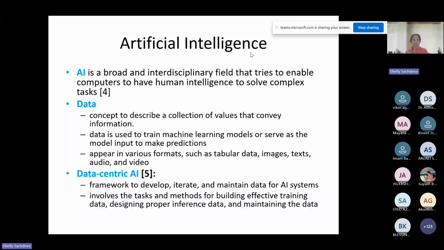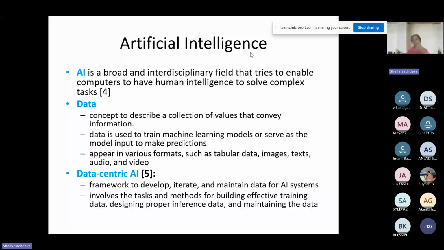and in AI terms, data is used to train machine learning models or serve as the model input to make further predictions. Now the data can appear in various formats. We may have tabular data, image data, text, audio, or video data. And we want to plug and play with all these kinds of data, and we want the machine to respond correspondingly to the various formats of data.